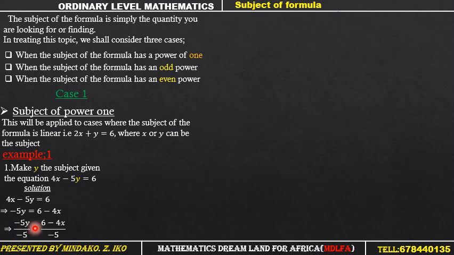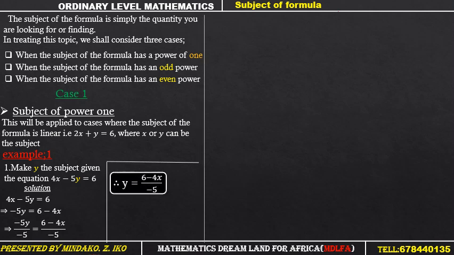Okay, so if that happens, what are we going to have? We are going to have that y equal to 6 minus 4x divided by -5. So that is it. We have finally made y the subject of the formula. Now let's move to example 2.